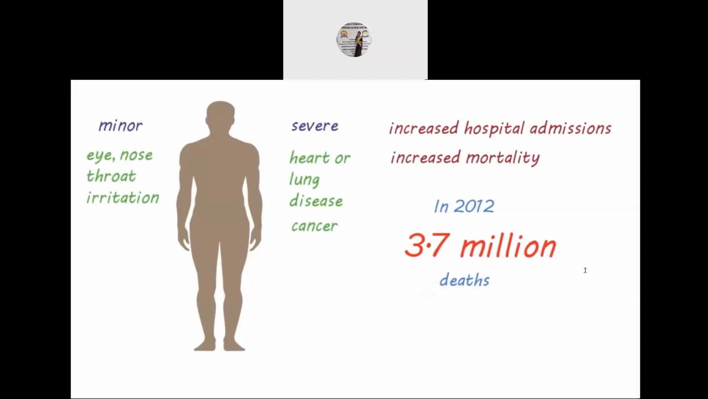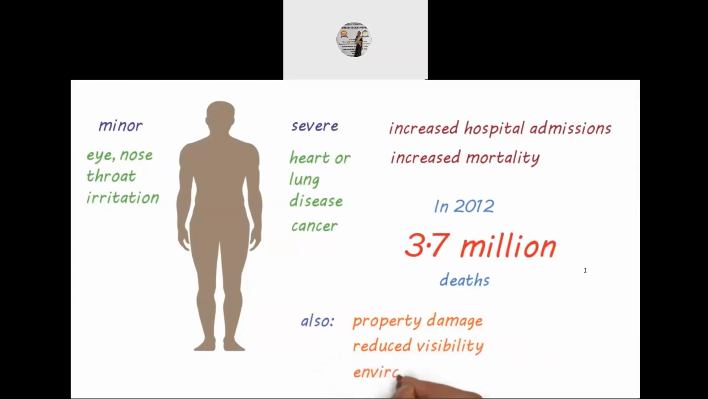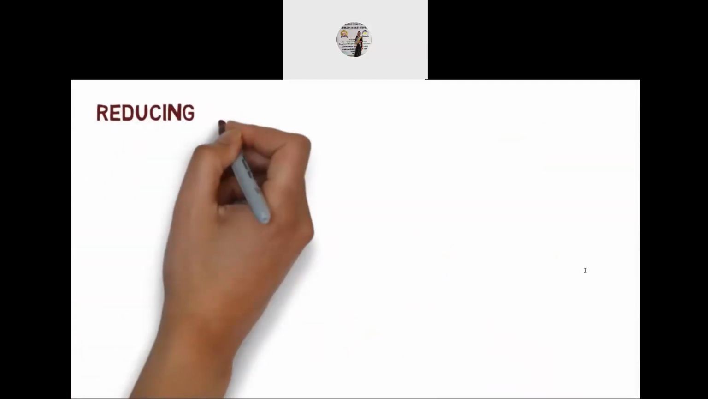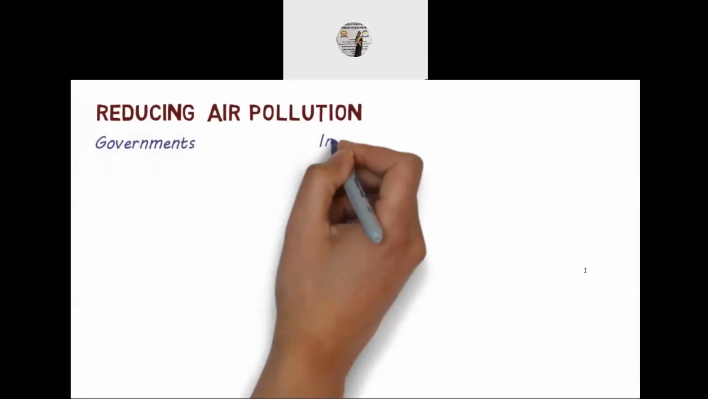In addition to causing health effects, air pollution can also lead to damage to property, reduced visibility, and have other effects on the environment, like acid rain. What can we do to reduce air pollution? Well, there are many different ways to reduce air pollution. These require the combined efforts of governments, industry, and individuals.